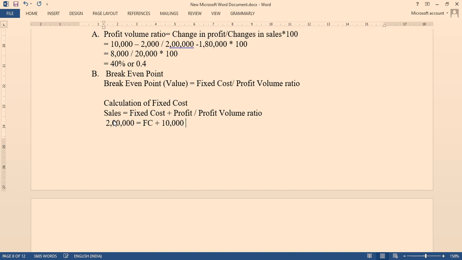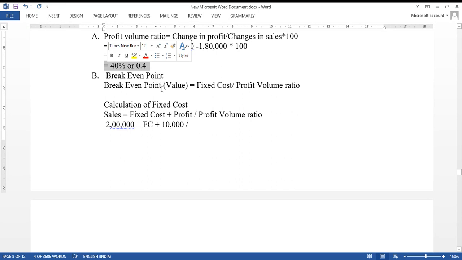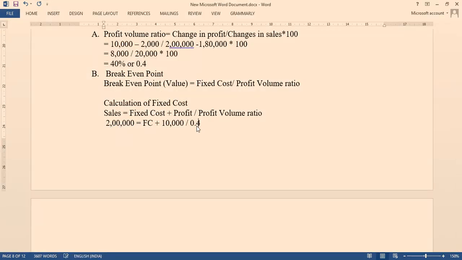The 10,000 profit is already available, so 10,000 divided by the PV ratio. The PV ratio we got in the previous step is 0.4 or 40%. We'll take 0.4. Again, we have to identify the LHS equal to RHS, and for that purpose 0.4 will be transferred to the other side.